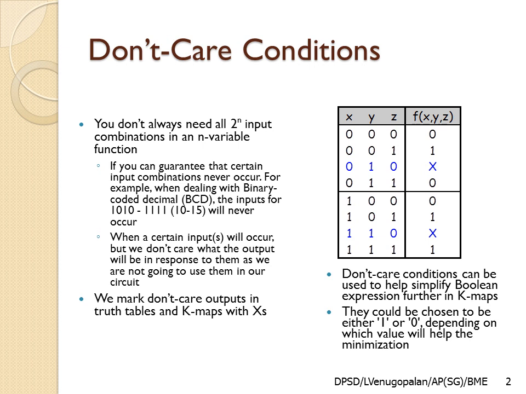Also, certain inputs may occur, but we really don't care what the output response will be because it doesn't matter to us, right? In this scenario, we mark the don't care output in the truth table or the K map with an X. Don't care conditions can be used to further simplify a Boolean expression, and the beauty of the don't care condition is that the X can be taken as 0 or as 1, depending on whichever value helps you in minimizing the K map.